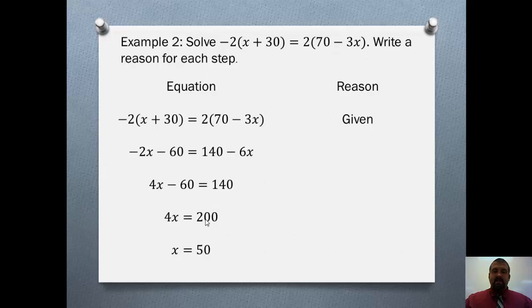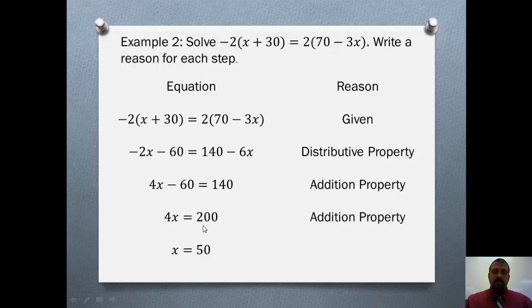However, now what I need to do is give a reason. From here to here, I distributed. So the reason here is distributive property. Then from here to here, I added 6x, so addition property. From here to here, I added 60, so addition property. From here to here, I divided by 4, so division property. I've just done 2 problems where I've justified each step as I went through.